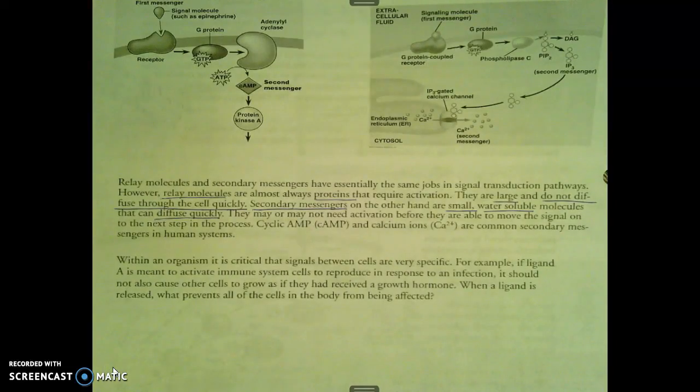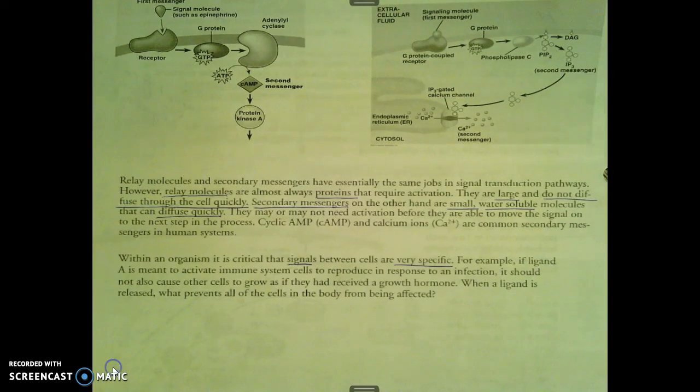Next, please pause the video as you read through this scenario and answer the question. Pause the video now, please. What did you think? When a ligand's released, what prevents all the cells in the body from being affected? Very good. It comes back to that specificity of the receptor. Only certain receptors fit each ligand.